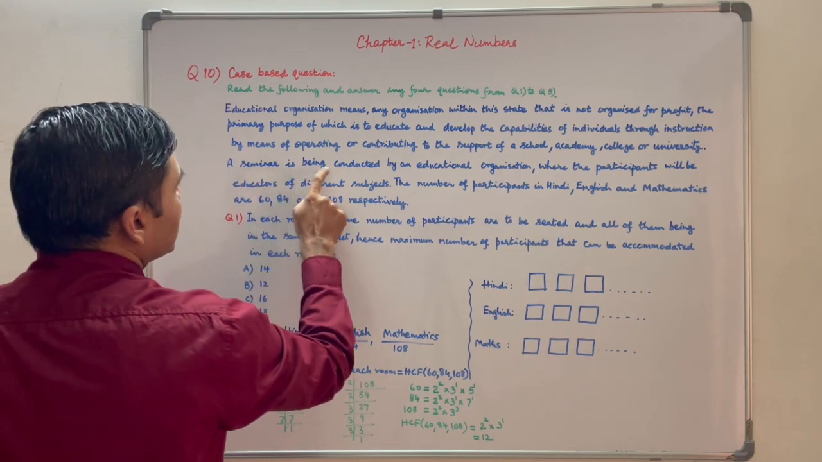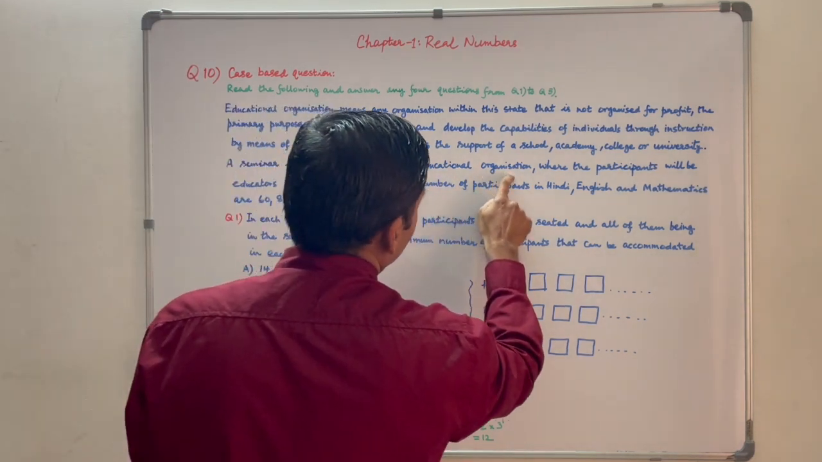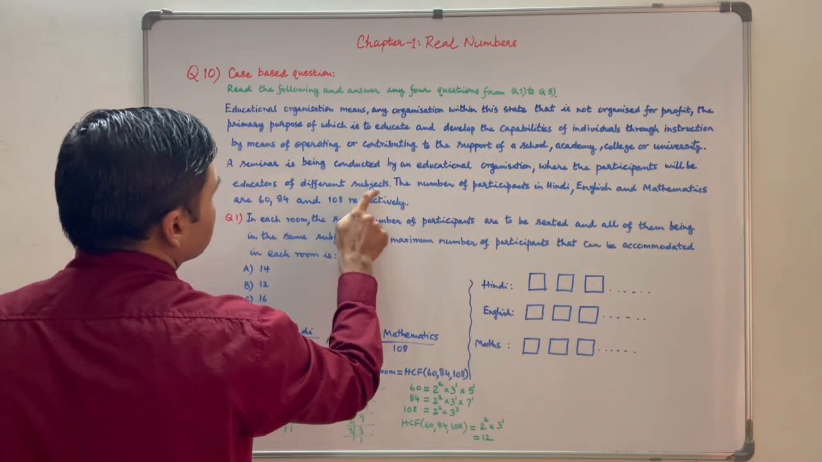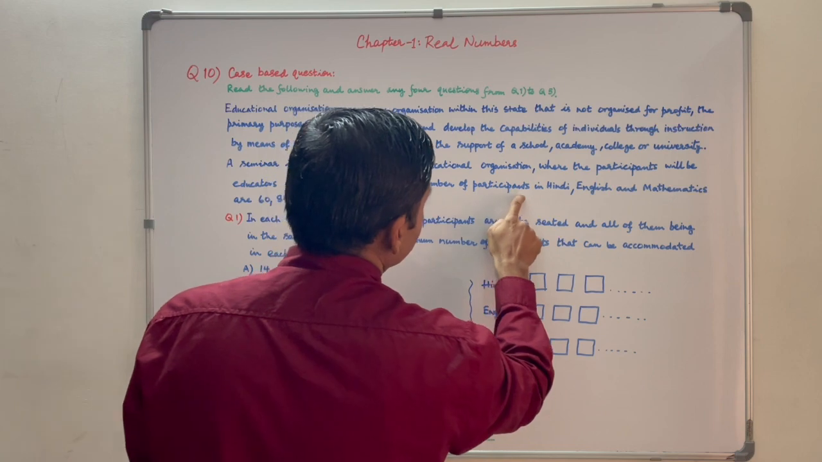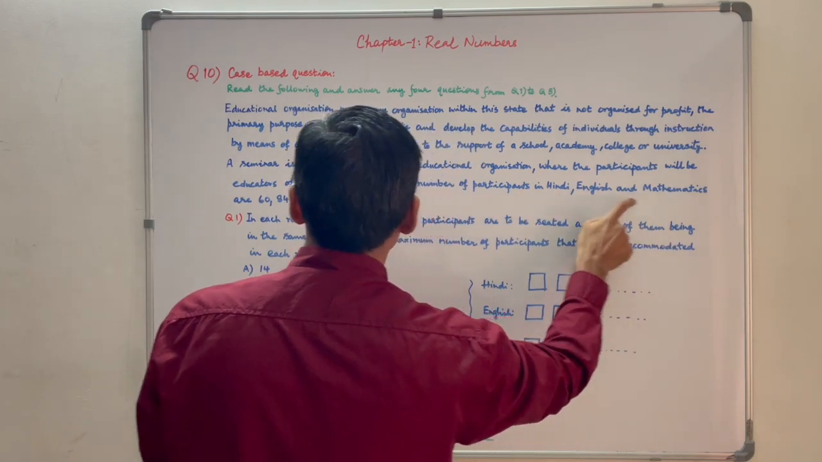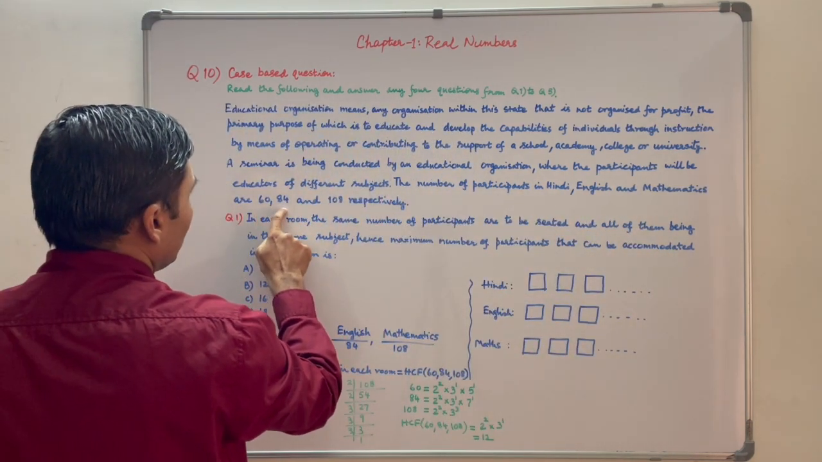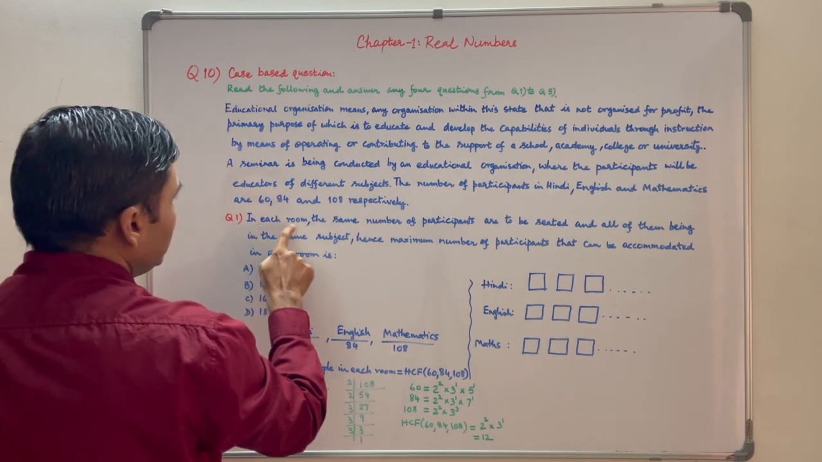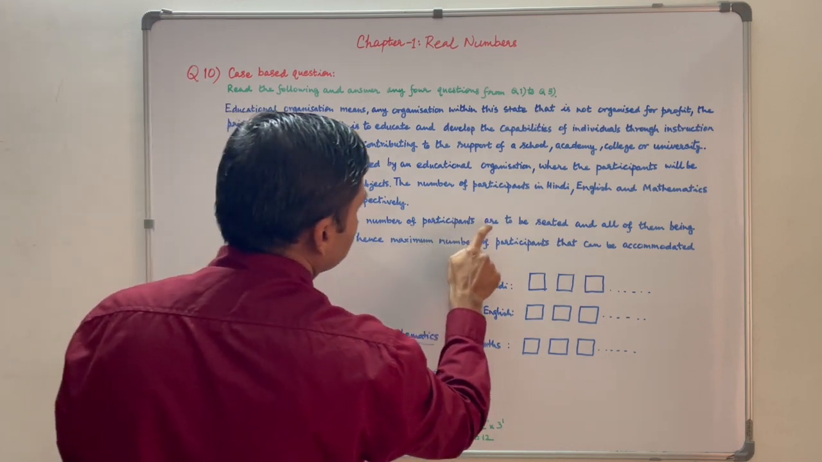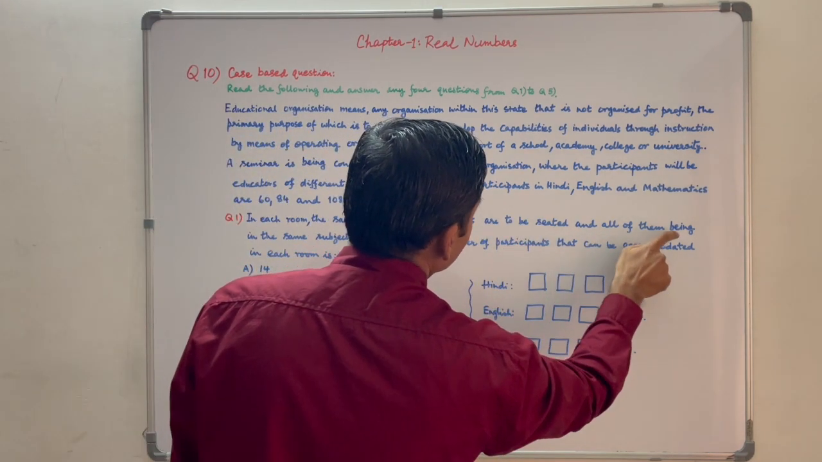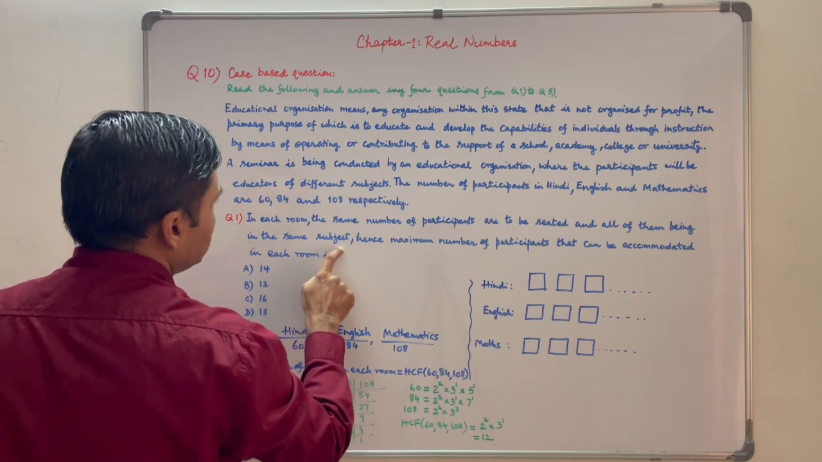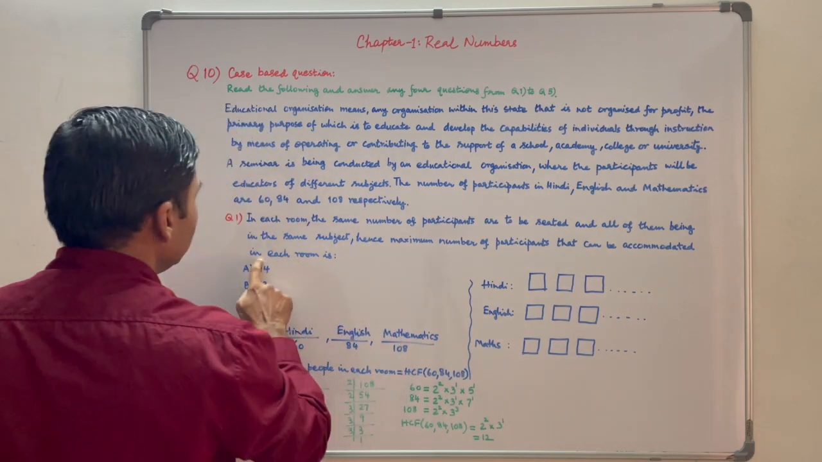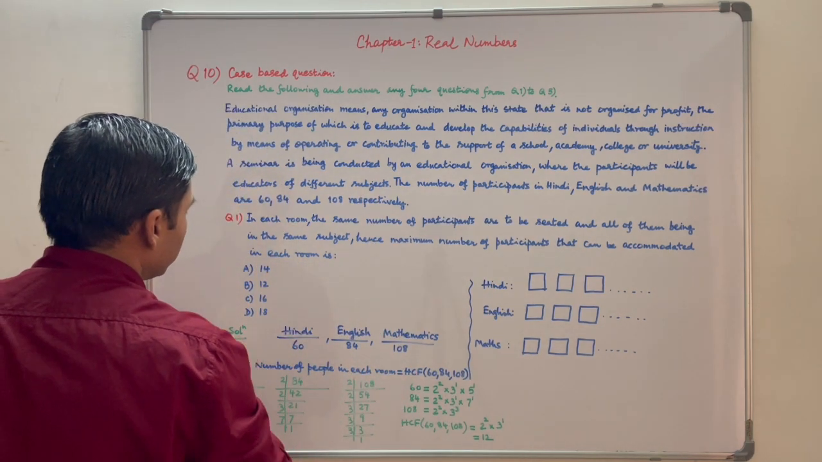A seminar is being conducted by an educational organization where the participants will be educators of different subjects. The number of participants in Hindi, English, and mathematics are 60, 84, and 108 respectively. First question. In each room, the same number of participants are to be seated and all of them being in the same subject, hence maximum number of participants that can be accommodated in each room. Here are the options given.